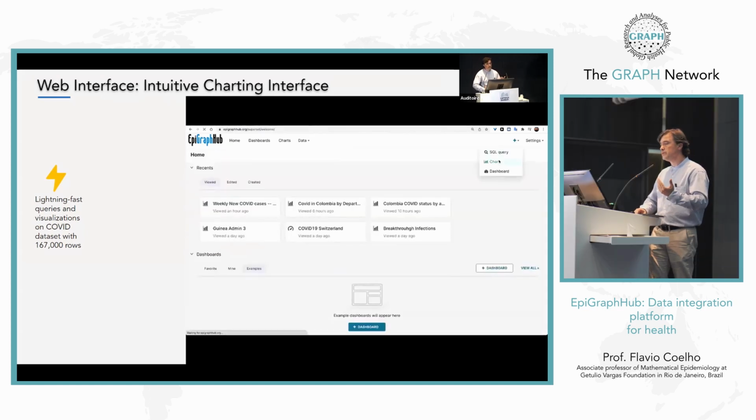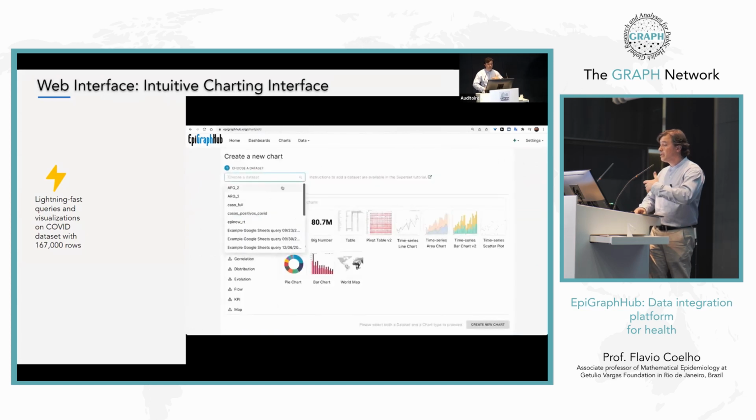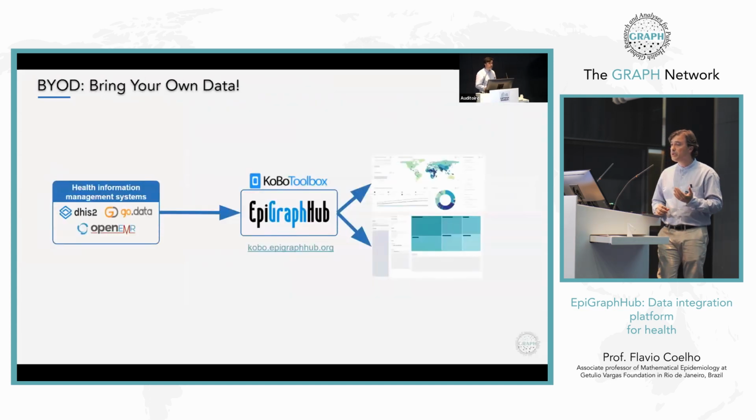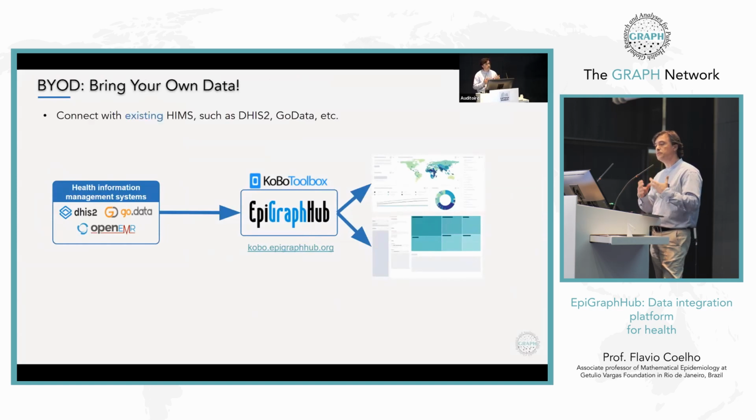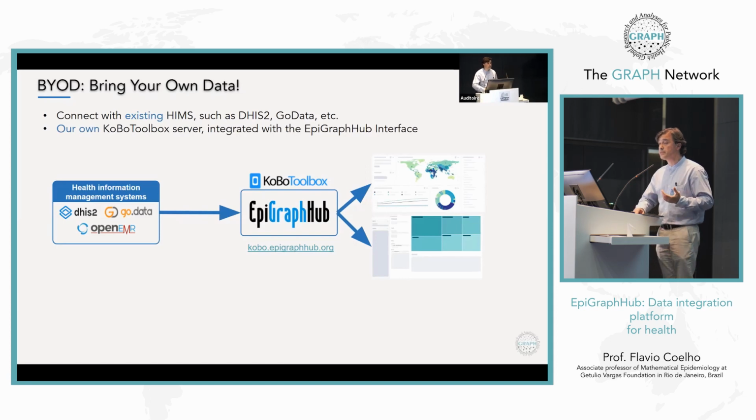But EpiGraphHub can go much farther. In EpiGraphHub, we not only integrate data from multiple sources, such as I already said, health information management systems, but it can also bring together primary data being generated by field studies. We actually provide our own KoBo Toolbox server for less resource-rich research teams that need a place to store their field collection data.